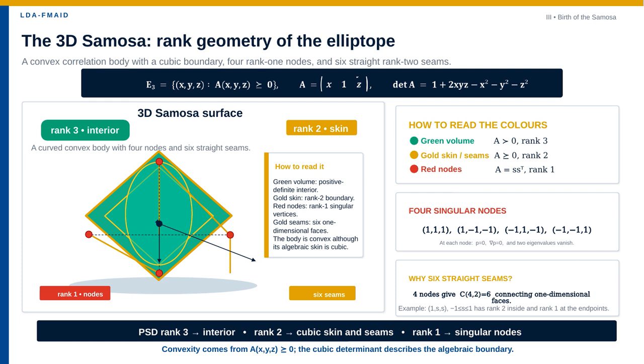Green represents the rank 3 positive definite interior. Gold represents the rank 2 curved skin and straight seams. Red represents 4 rank 1 nodes. Convexity comes from the matrix inequality, while the cubic determinant only describes the algebraic boundary.